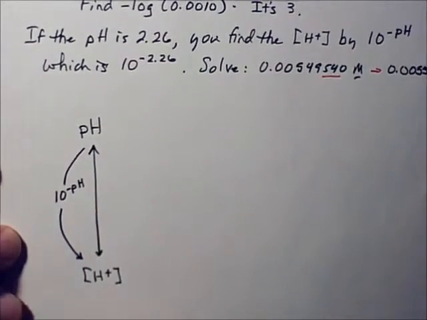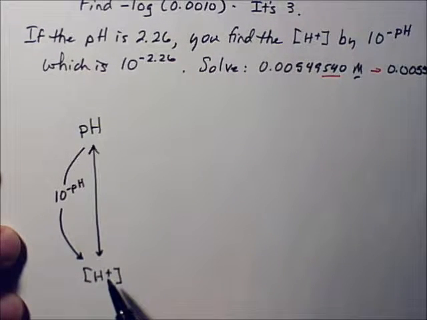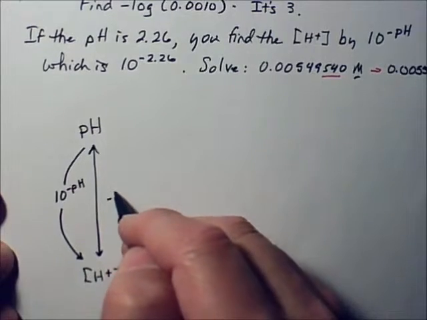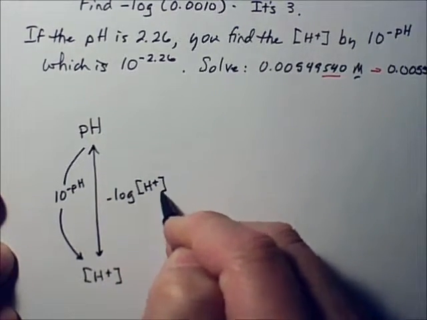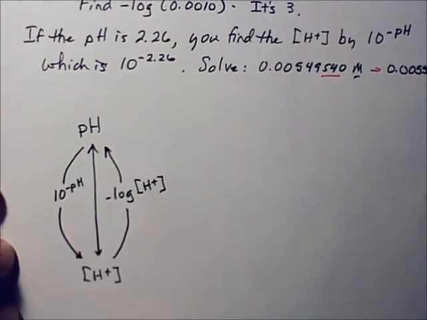What if I want to go back the other way? I've got the hydrogen ion concentration. That's what you did for homework. Negative logarithm of the hydrogen ion concentration will get you from here to here. Does that make sense?